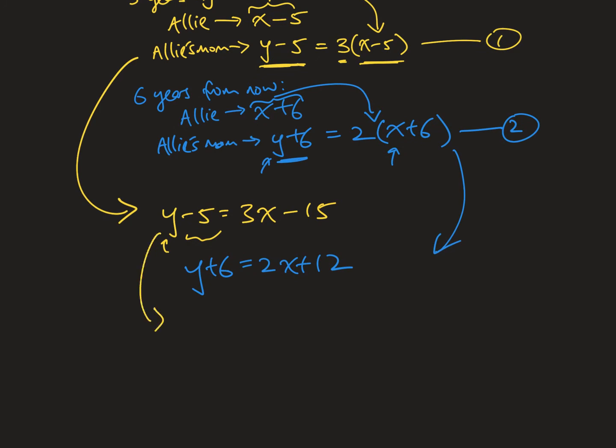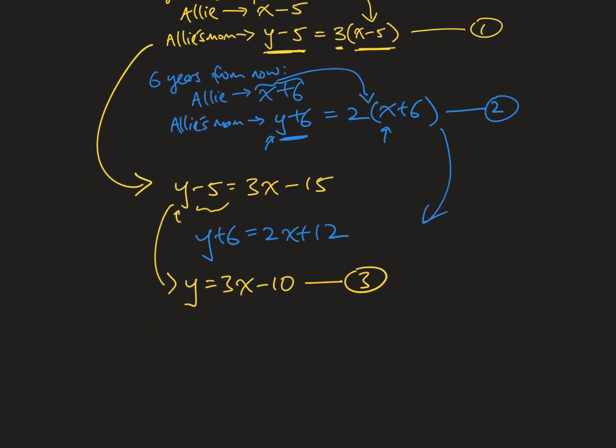I'm going to take this equation and say y equals 3x minus 15 plus 5, equals 3x minus 10. I'm going to call this equation 3, and 3 came from 1. And then I'm going to call this equation 4. I've already color coded them. So equation 3 came from equation 1, and equation 4 came from equation 2, the yellow and the blue. So really, we are just solving this equation and this equation.